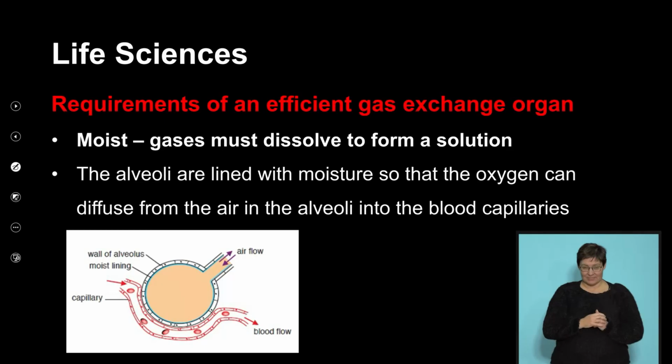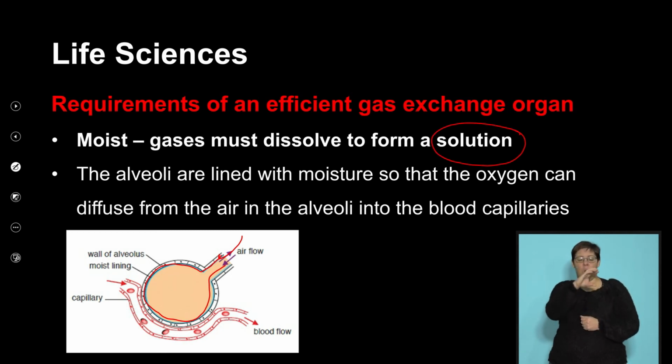So again, if we look at this very important diagram of the alveoli, what you will see over here is a very thin layer of moist air. And that moist air is really important. Why? Because oxygen needs to form a solution. What does solution mean? Oxygen dissolves in the water. Remember one of our things as well, when we looked at it, all chemical reactions must occur in water.